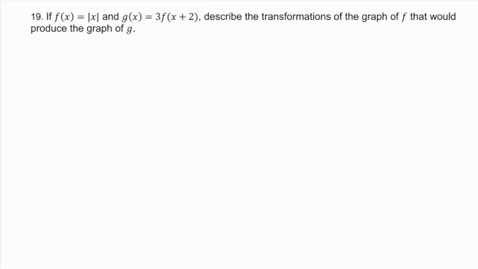Okay, number 19. If f of x equals the absolute value of x and g is 3 times f of x plus 2, describe the transformations of f that would produce the graph of g. So I'm going to look at each of these things that's been done to f of x and say, okay, what's the impact of that? So if I replace x with x plus 2, that's going to be a shift to the left by 2 units.